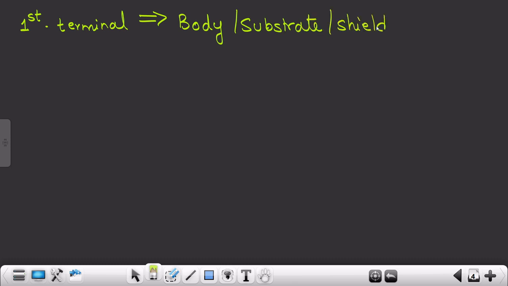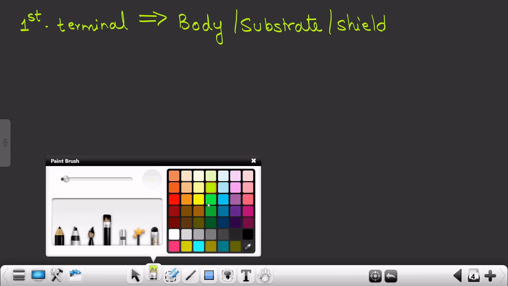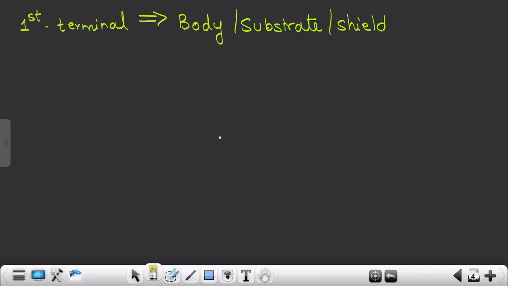Now I had referred to some of the good websites, and I had also seen most of the YouTube videos. First of all, you will hardly get any video explaining this particular body terminal or substrate or shield terminal, right? So let me tell you the significance of this particular terminal. It is connected to ground. So this is the significance.